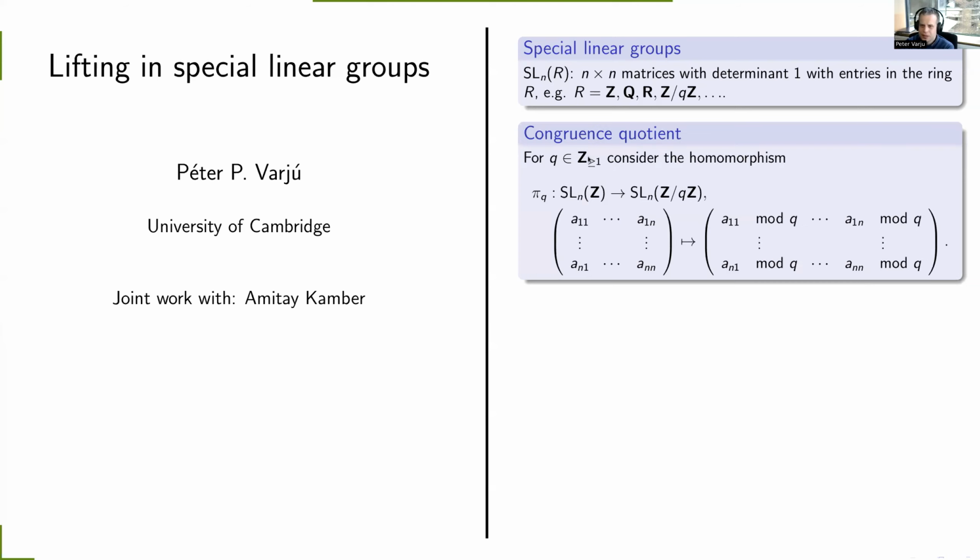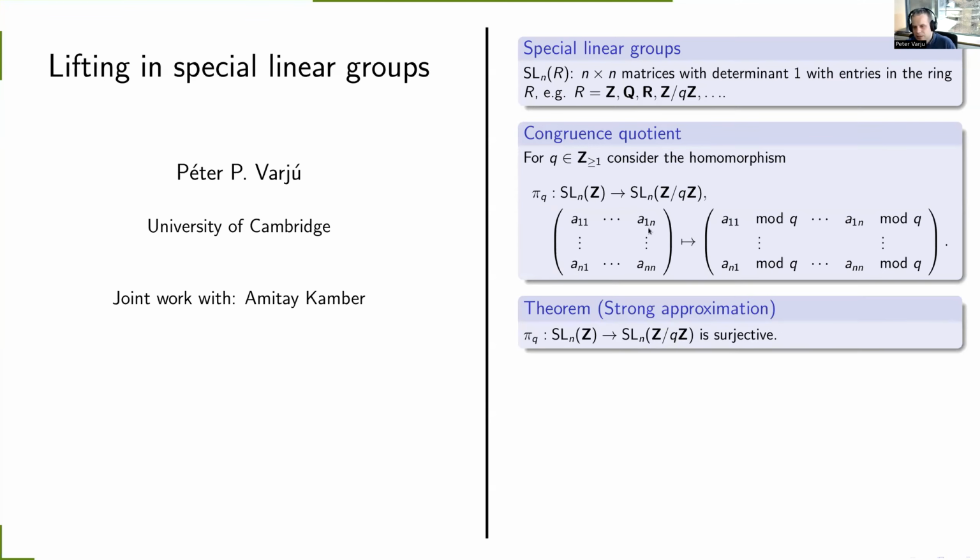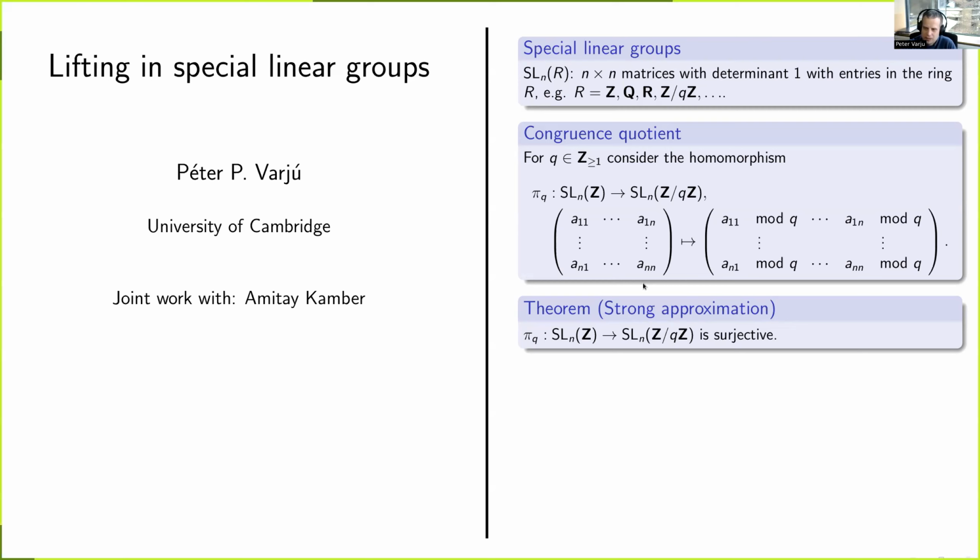And if I take a positive integer Q, and I have a matrix in SL_n(Z), then I can reduce all the entries modulo Q, and this way I get a homomorphism from SL_n(Z) to SL_n(Z mod QZ). And that is an important theorem in the theory of arithmetic groups called the strong approximation theorem. And the very special case of it is that this homomorphism that you see above is surjective. So this means that if you prescribe the entries of the matrix modulo Q, then you can find a lift in SL_n(Z), which will project to it.